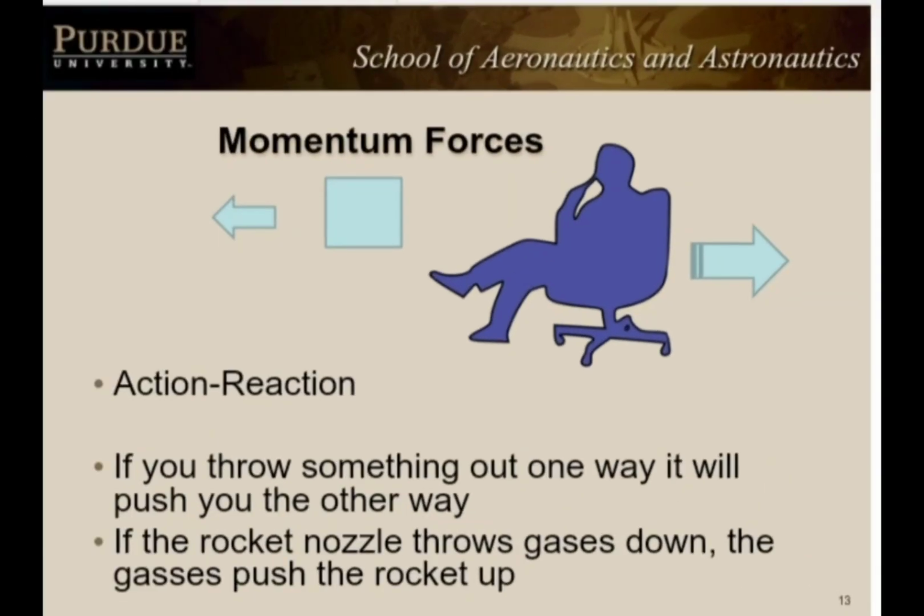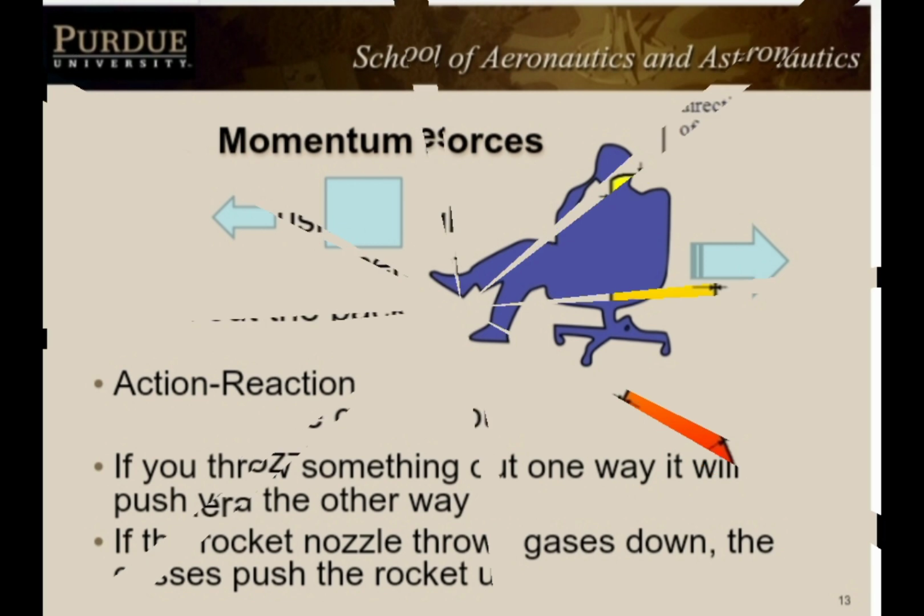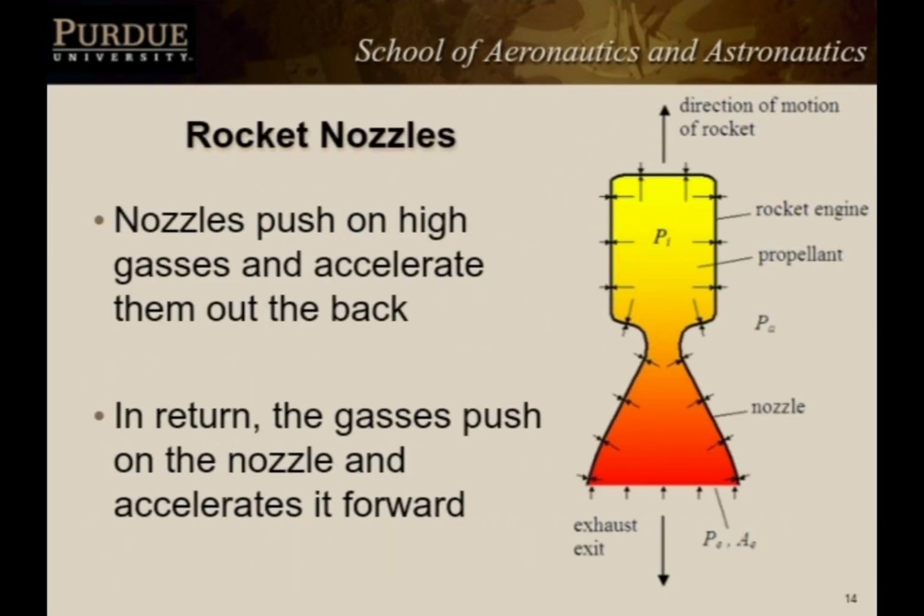Next is the momentum force. This is the force that exists in a moving object. The momentum force of a moving object is calculated by multiplying its mass by velocity. If you throw something out one way, it will push you the other way. If the rocket nozzle throws gases down, the gases will push the rocket up. This is how rocket nozzles function: nozzles push on hot gases and accelerate them out the back, and in return, the gases push on the nozzle and accelerate it forward.